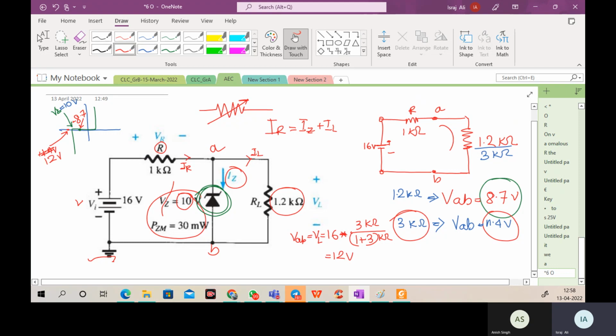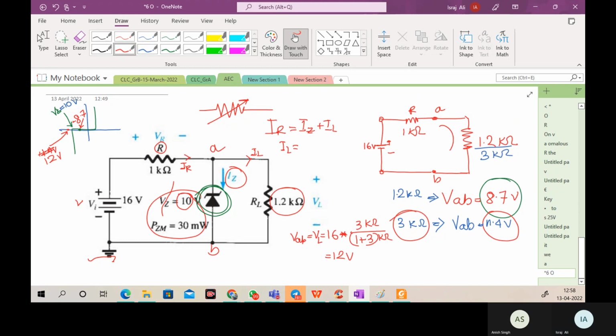Okay. Now you need to find out IZ. Tell me the value. What is the value of IZ right now? We already know the value of IR if we are able to calculate that, and then subtract the IL value. What is the IL value? How are we able to find out the IL value over here? First, you need to tell me how we are able to find out the IL value.